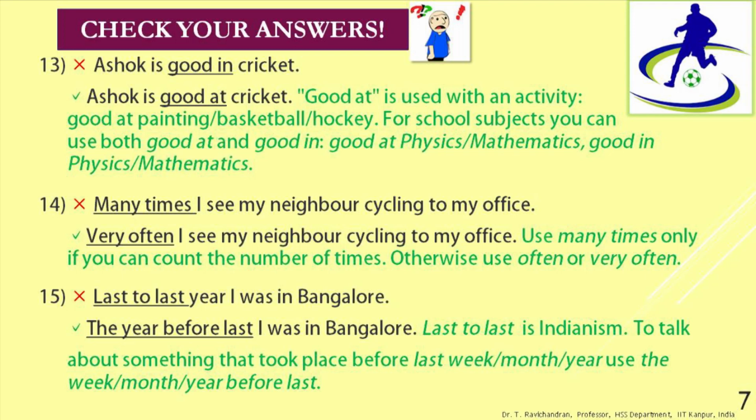The next error, again mostly committed in non-English speaking countries. Last to last year I was in Bangalore, wrong form. You should use the year before last, I was in Bangalore. Last to last is Indianism. To talk about something that took place before last week, last month, last year, use this form, like the year before last, you say the week before last, the month before last, etc.